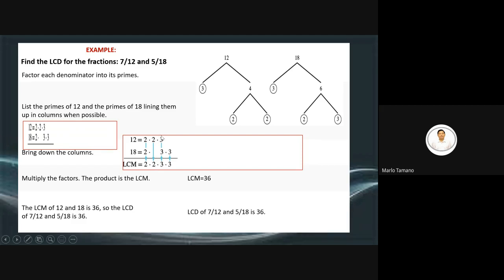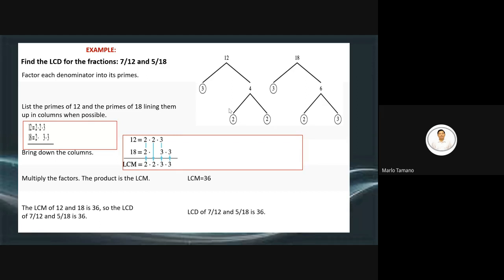Then, may mag-partner na 3. Get kayo ng isang sample o isang 3. Walang kapartner yung 3 na isa. Kopyahin nyo po, kunin nyo, bring down. Okay? So, lahat ng mga ito may kapareha at walang kapareha. Ito na po yung nagiging resulta. Okay? So, multiply the factors. The product is the LCM. So, 2 times 2, 4 times 3 is 12. Times 3 is 36. Tama po. And that is the LCM.